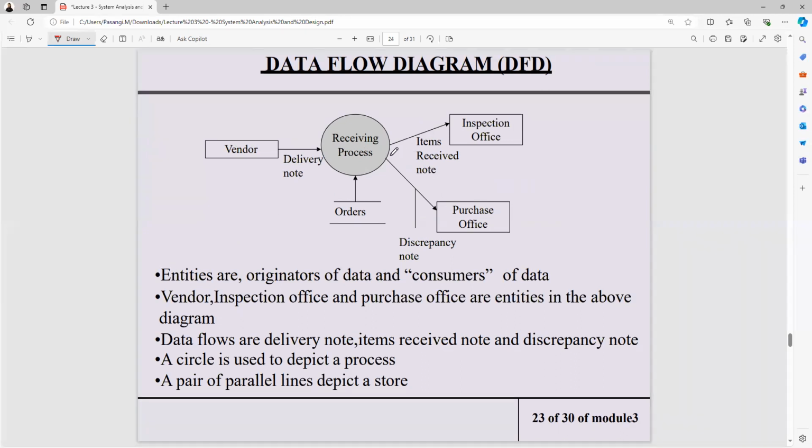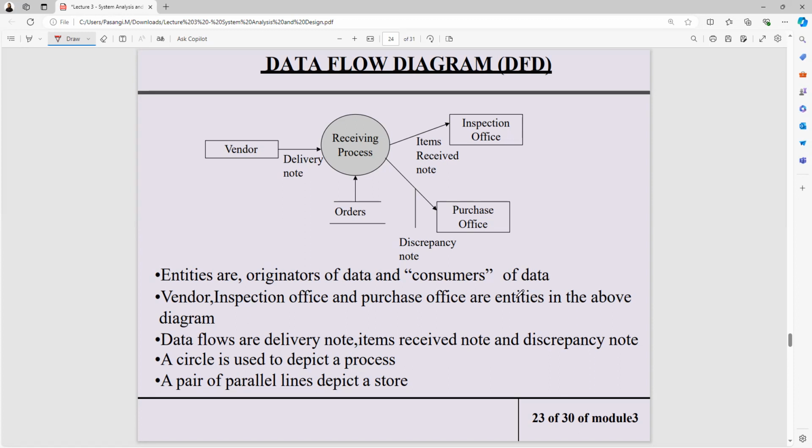That's how it works. So if we rewrite all these in English statements, entities are originators of data and consumers of data. What are the entities here? The vendors, orders, inspection office, and the purchase office. Who are we going to consider as entities? Entities are the persons who originate all this data, and also we can say all the consumers of the data as well. So vendor, inspection office, and the purchase office.